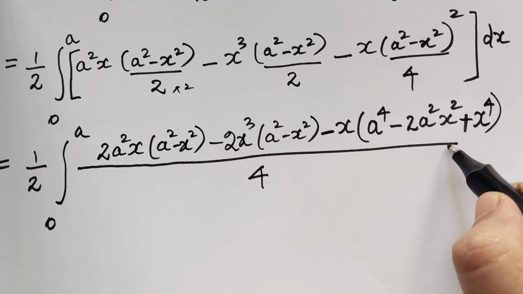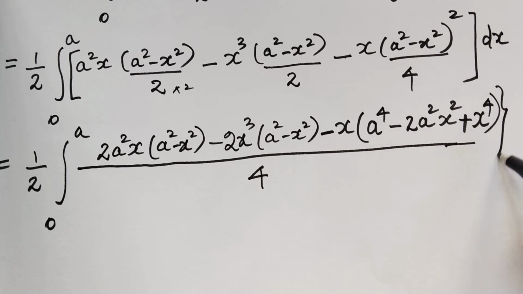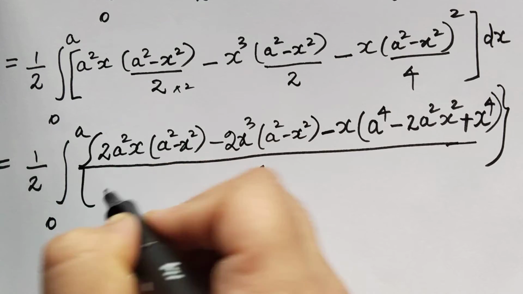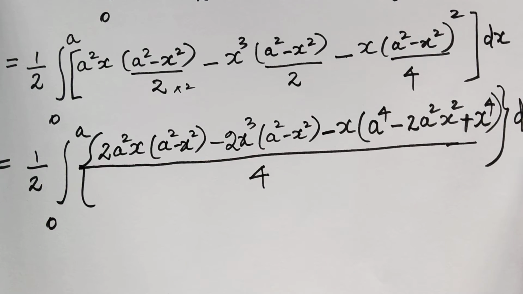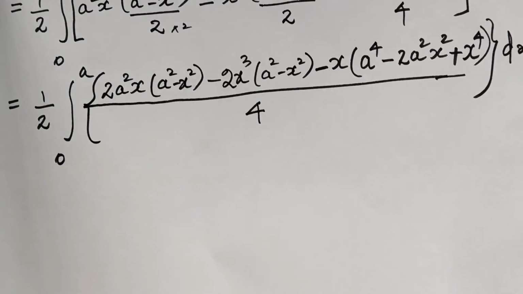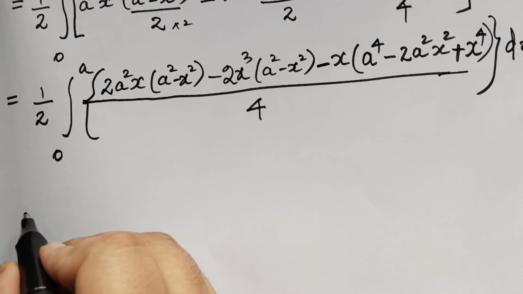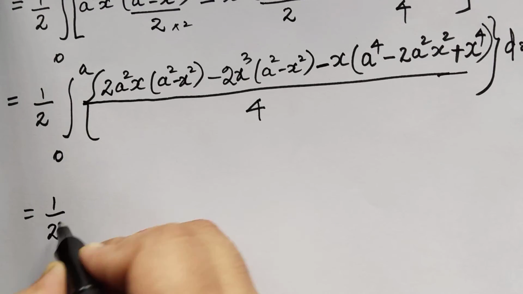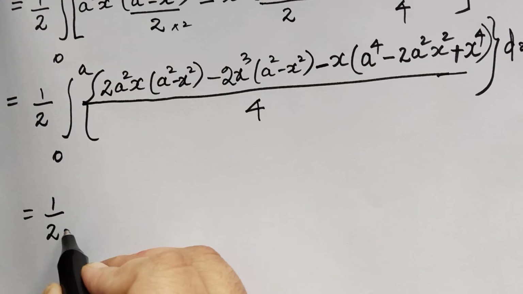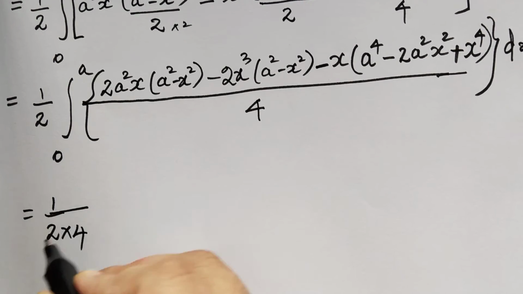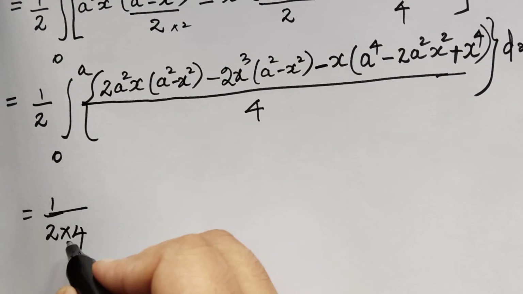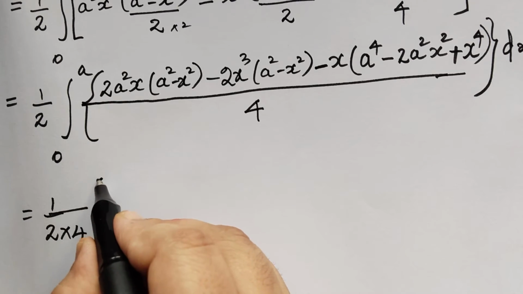So close the bracket, and this is with respect to dx, which we are yet to do. So that we will write, that is further equal to 1 by 2. This 4 can be taken out, so 1 by 2 multiplied with 1 by 4. I have written that 4 over here.